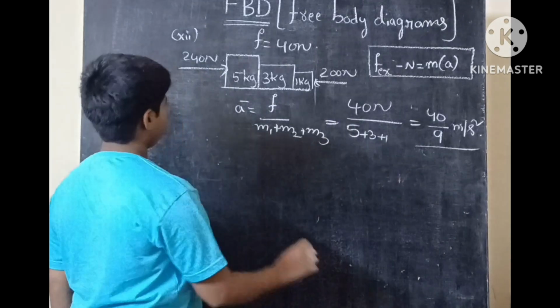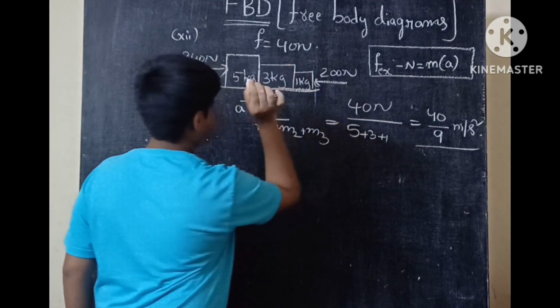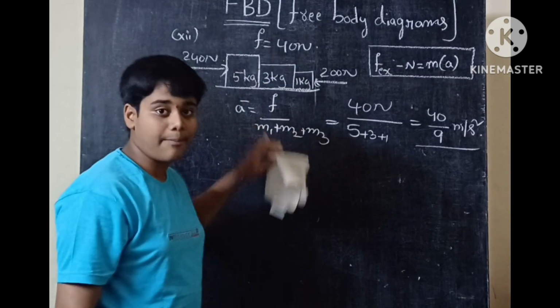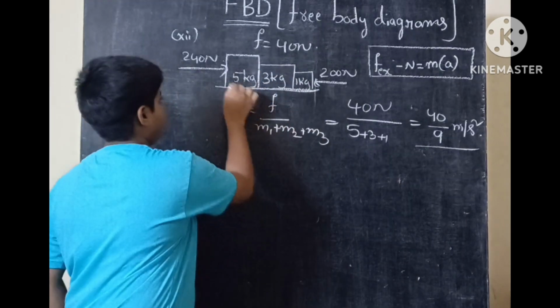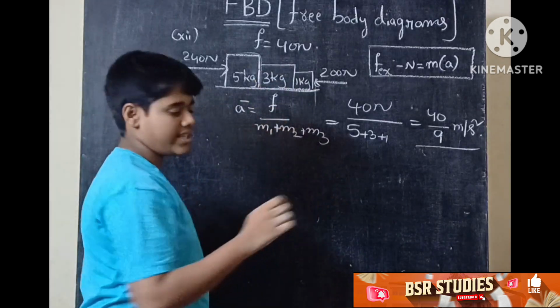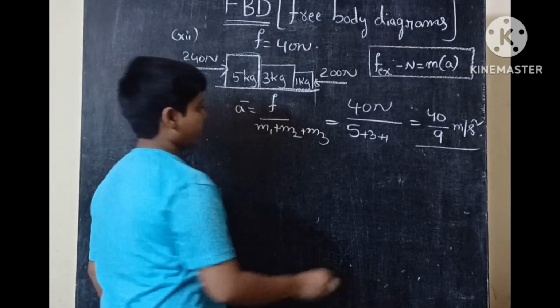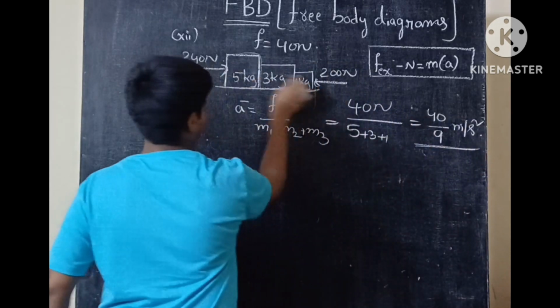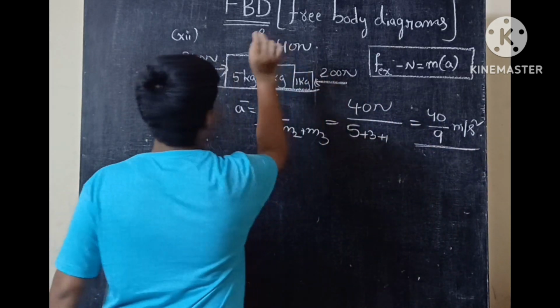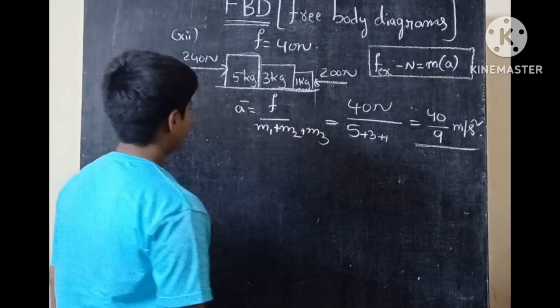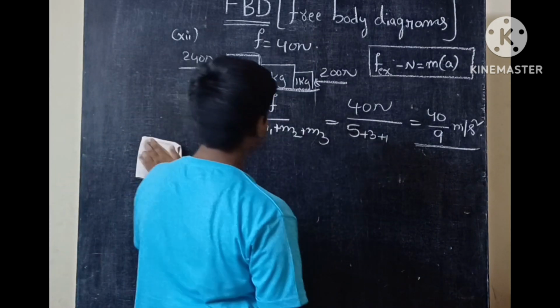Otherwise, what is the acceleration of 5 kg and 3 kg when they are combined? It is 40 by 9 meter per second square. There is no doubt in the acceleration because these three are connected and they are going with 40 newtons as the resultant force. Okay, so this is the acceleration.